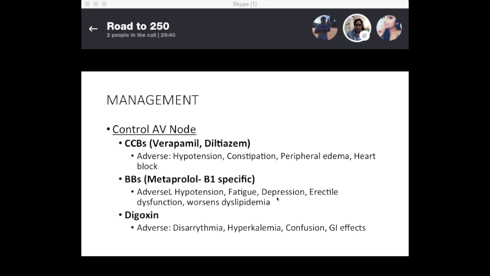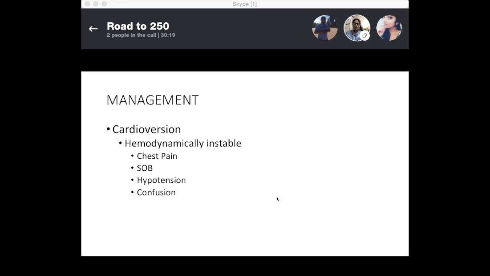And then digoxin. Digoxin adverse effects are dysrhythmia, hyperkalemia, confusion, GI effects, most commonly dysrhythmia. And hyperkalemia, what is the idea? What's the mechanism of action of digoxin? Blocks the ATPase that has the potassium binding site on it. Yes, the sodium-potassium ATPase, it's binding there and blocking it. And then moving forward, cardioversion.